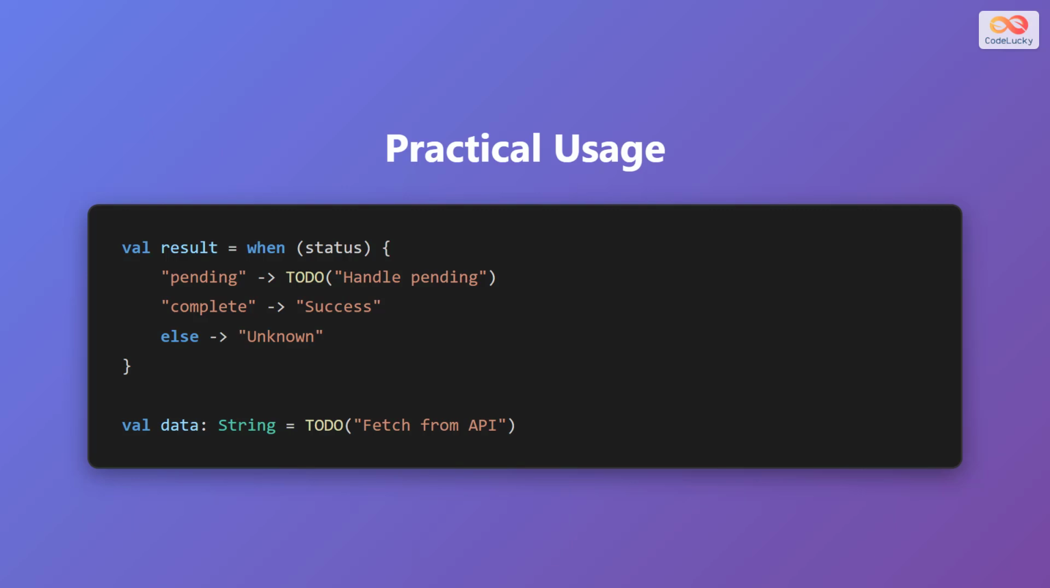Todo can be used in various expression contexts. In the first example, we use Todo within a when expression. If the status is pending, Todo is called with a message. The nothing type allows this because it's compatible with the string return type expected by the when expression. In the second example, we assign the result of Todo directly to a variable. Even though data is declared as type string, the compiler accepts this because nothing is a subtype of all types. Remember, these lines will throw exceptions when executed, serving as clear indicators of incomplete functionality.